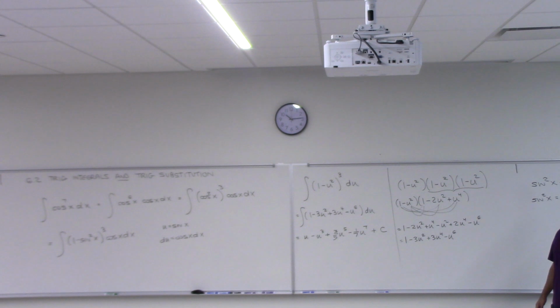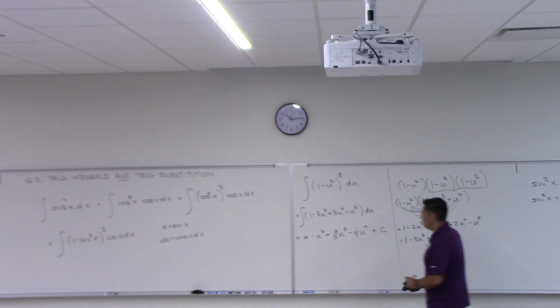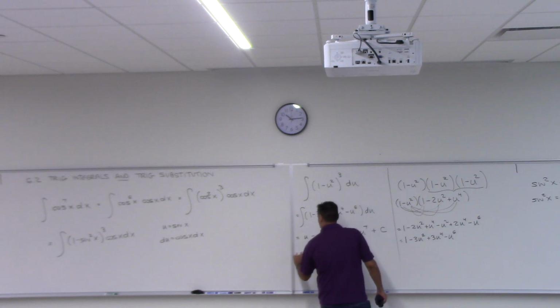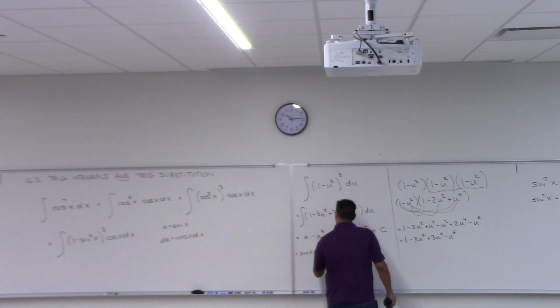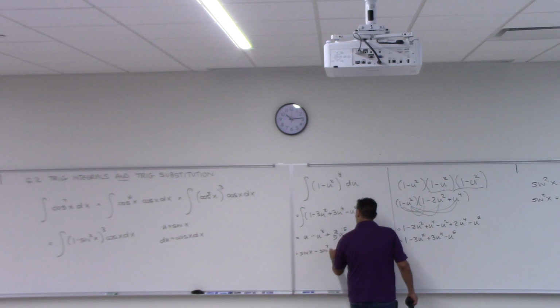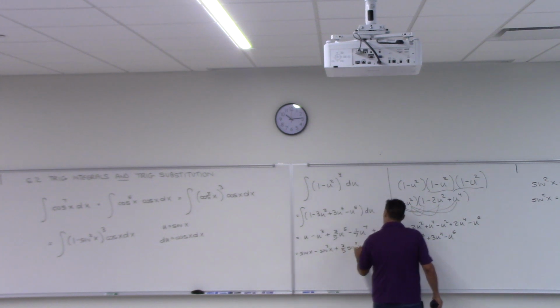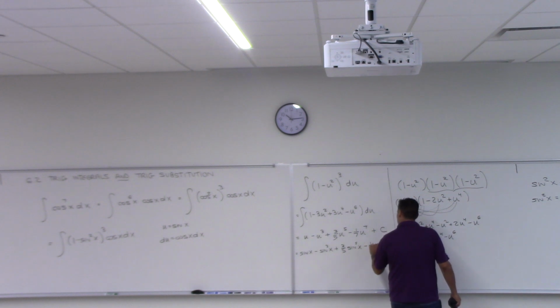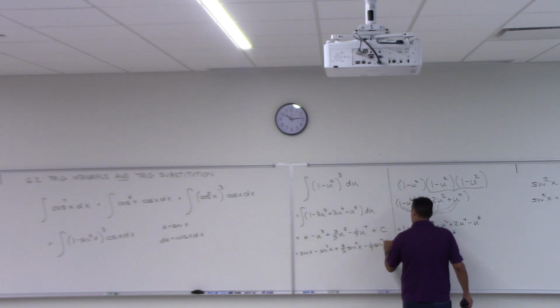Finally, we replace u with sine x, and we're done. So it is sine x minus sine cubed x plus 3/5 sine to the 5th x minus 1/7 sine to the 7th x plus c.